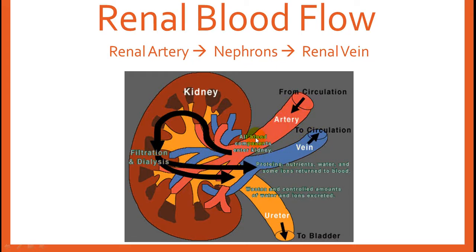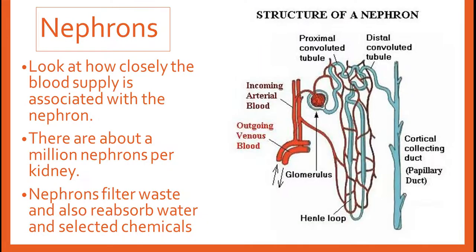So here we have dirty blood, if you will, and here we have clean blood. And the dirty stuff becomes urine and goes down to the bladder right there. So renal artery to the nephrons to the renal vein. And then, of course, urine through the ureter. Okay, so that's the blood flow going through there. Let's get a little closer. Now let's take a look at those nephrons.